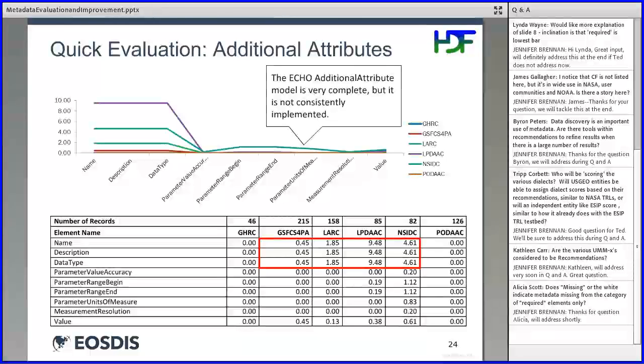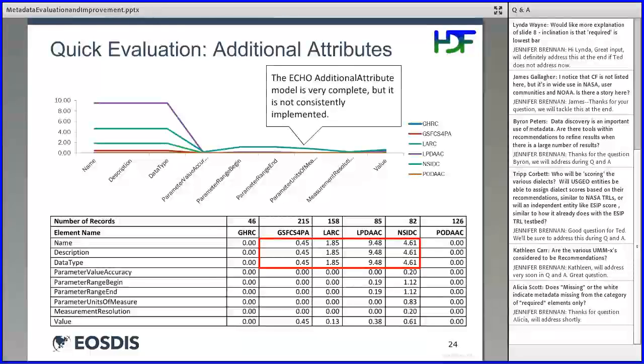In this case, we can see different DACs that are using additional attributes, and we see that the numbers for name and description of data type are the same. So it means all of their additional attributes have that information, name and description and data type. That's great. But they're missing these things, accuracy and range and units, that also might be important for users.